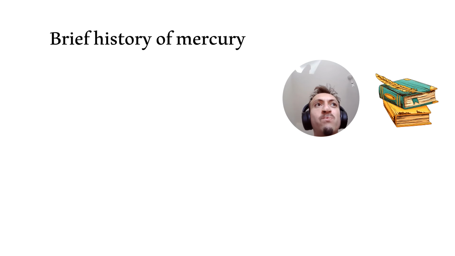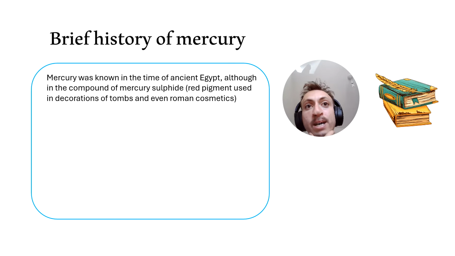If you're interested in alchemy, you might have heard of mercury being referred to as quicksilver. So the idea of mercury flowing goes back a fair way. But originally, when we found mercury, we found it in compounds. So one particular compound known to the ancient Egyptians and ancient Romans was a red kind of dye or paste used in the decoration of Egyptian tombs and even in ancient Roman cosmetics.